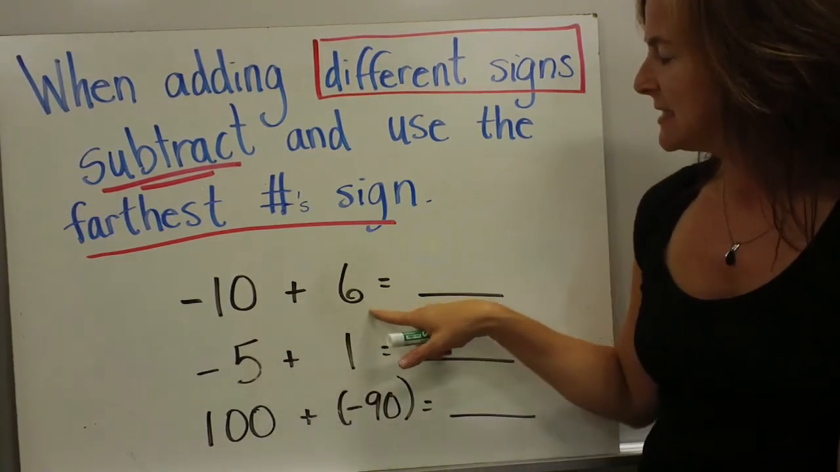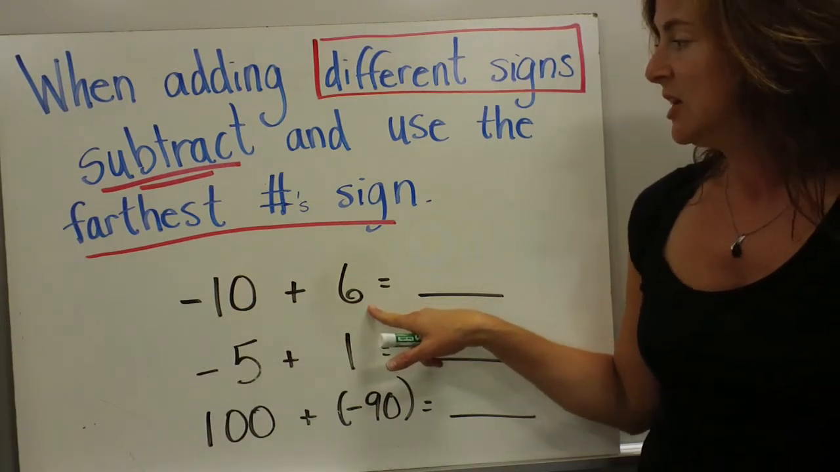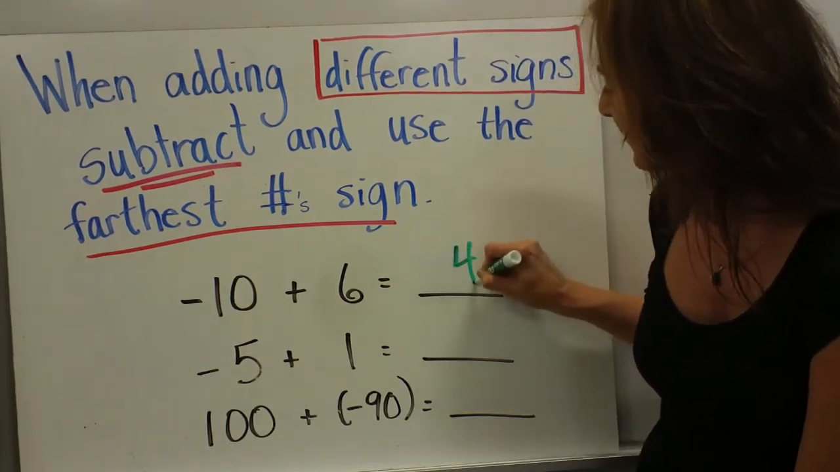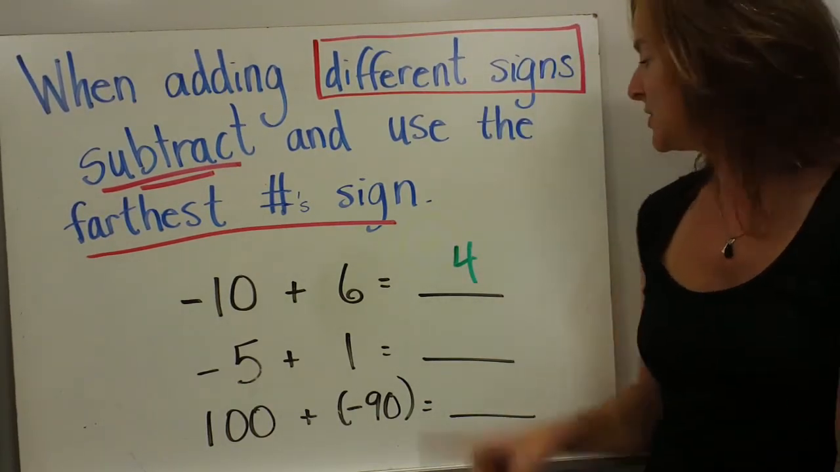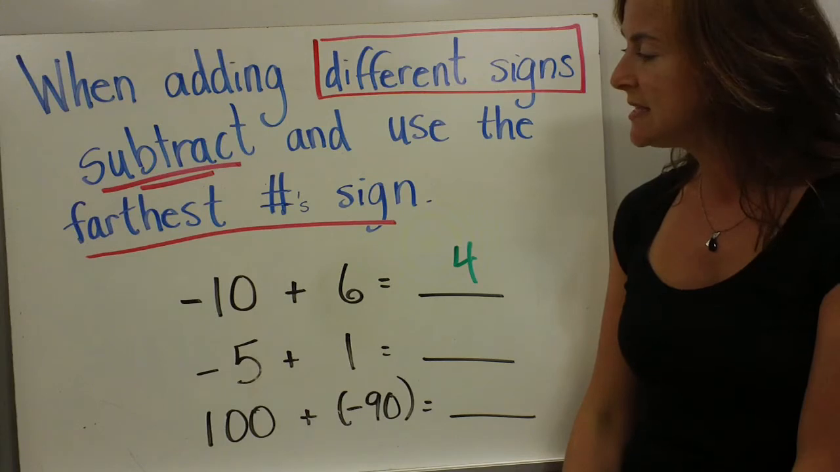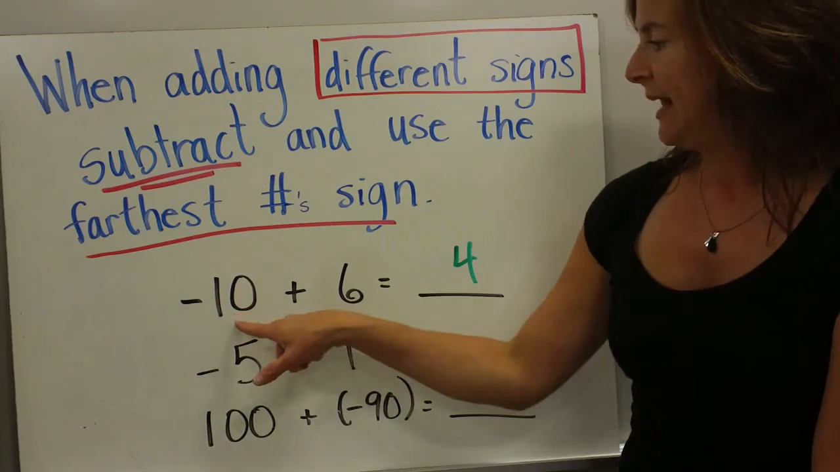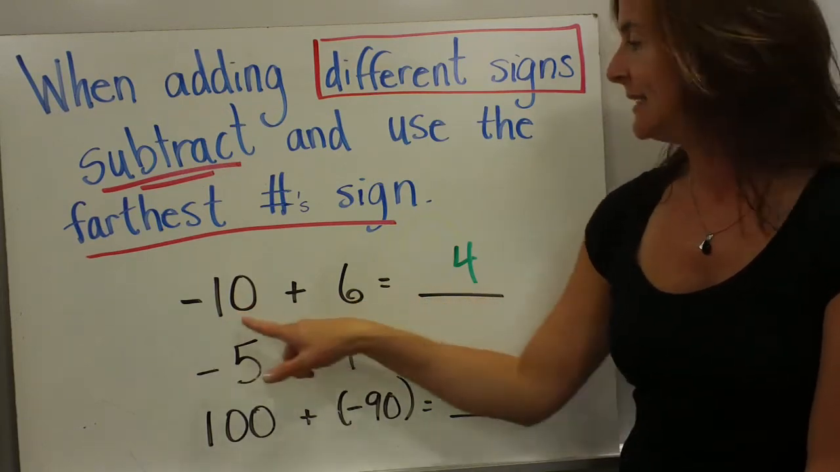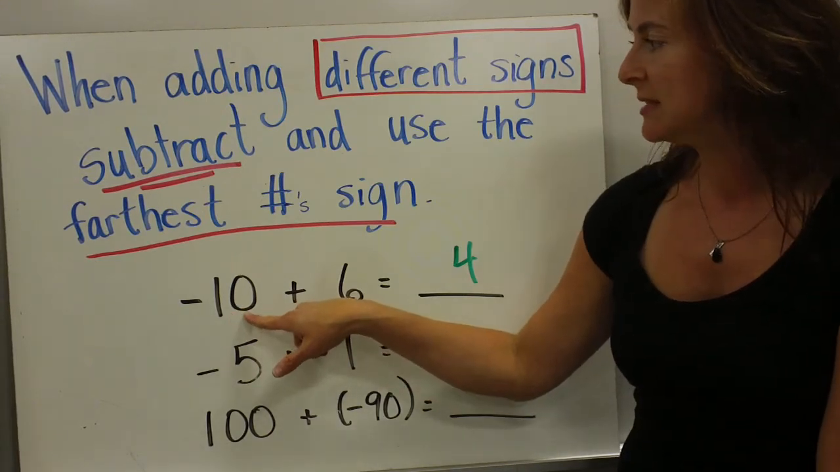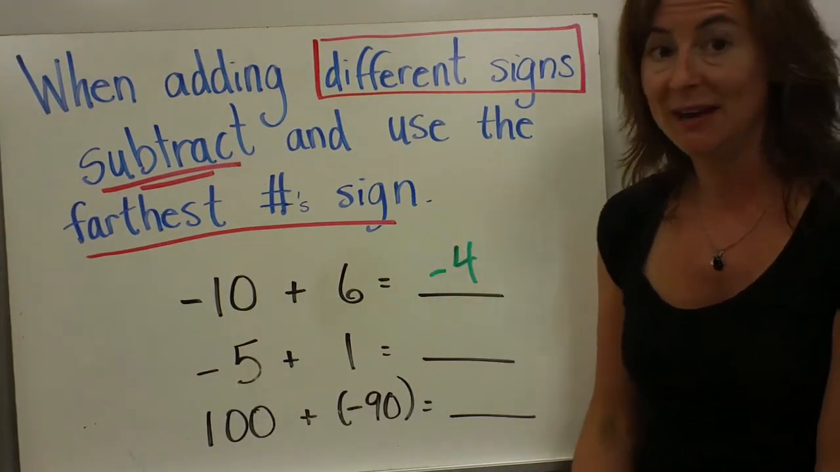-10 and 6. Well, the first thing I notice is I have different signs. I have a negative and I have a positive. So I'm going to subtract. The difference between 10 and 6 is 4. Now, to determine whether my answer is +4 or -4, I'm going to look at my problem and choose the sign of the number that is the farthest away from 0. -10, +6. On a number line, 10 would be farther away from 0. So 10 would be considered my farthest number. It's negative, so my sum ends up being negative as well.